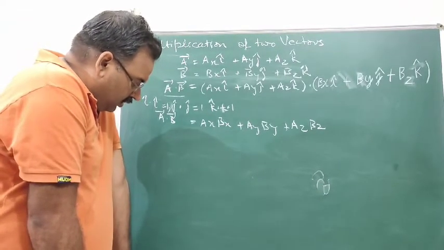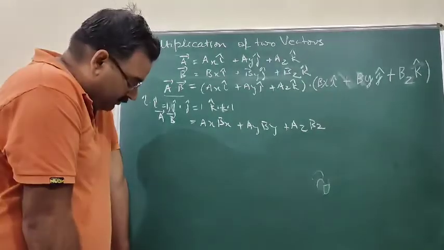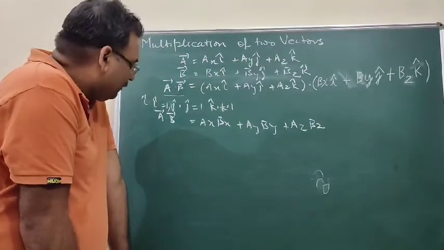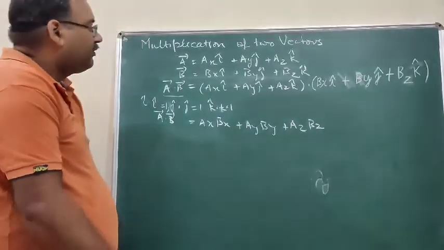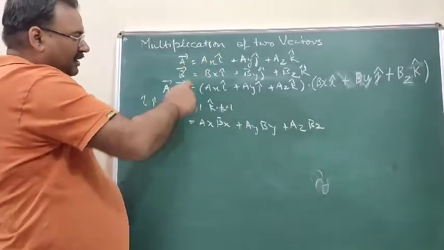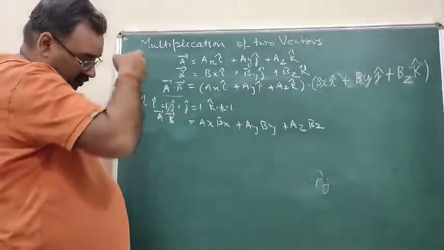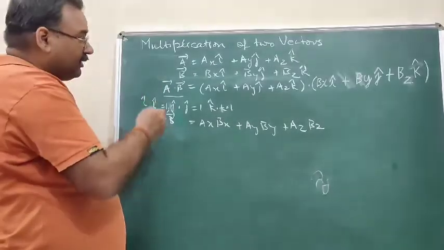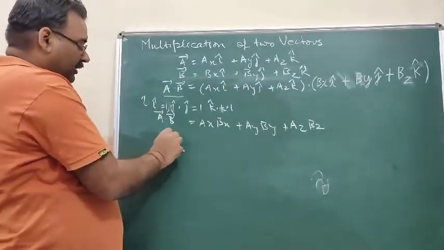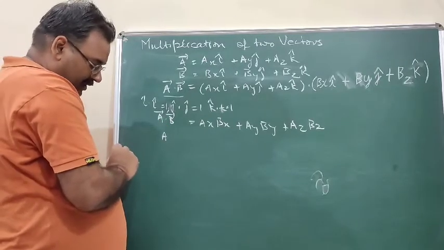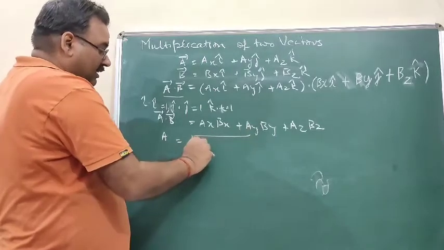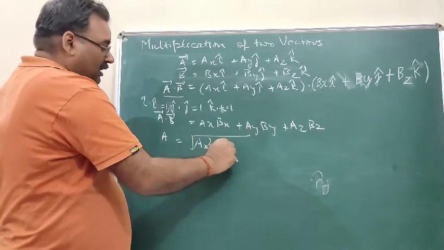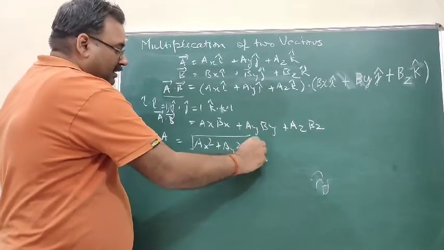Now we have to find out the angle, the angle between A and B, cos theta. Then what will we do? We will find out the magnitude of these two vectors. तो इस वाले वेक्टर A का मैग्नीट्यूड निकालेंगे. मैग्नीट्यूड क्या होगा? मैग्नीट्यूड ऑफ वेक्टर A is root of ax square plus ay square plus az square.